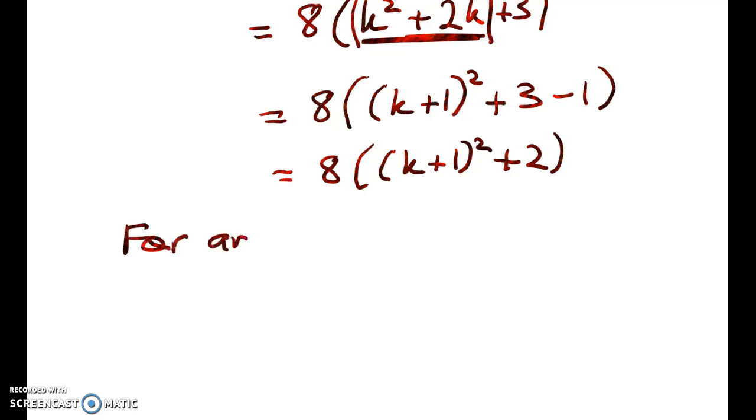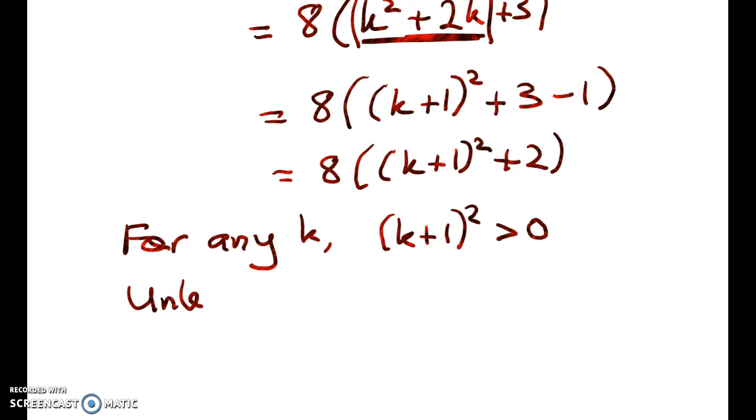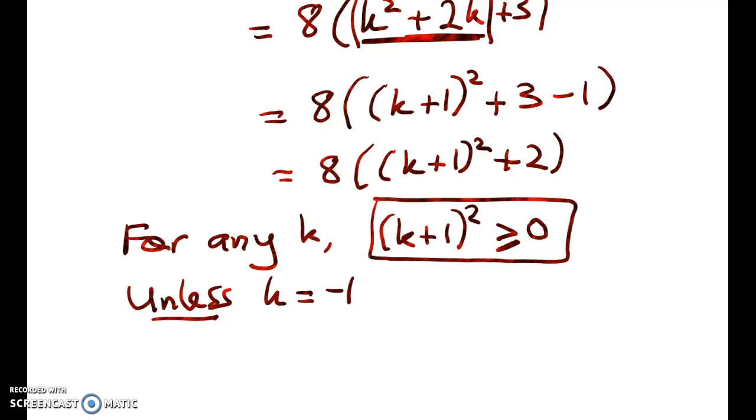So, for any k, (k + 1) squared must be greater than 0, right? Except for, unless k is equal to -1. So we need to put this in here, because if k is equal to -1, we've got this. It could be equal to 0 then. We'd have 0 squared, and that's 0. But for any other value, it's going to be bigger.